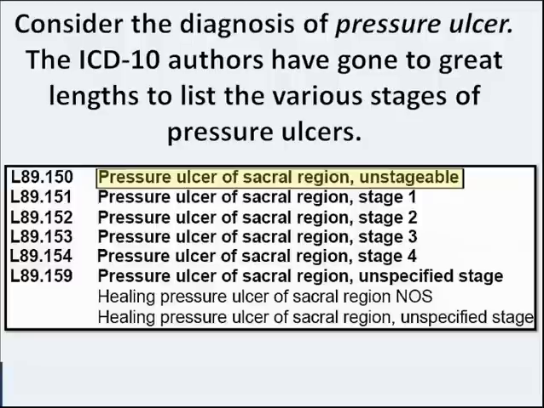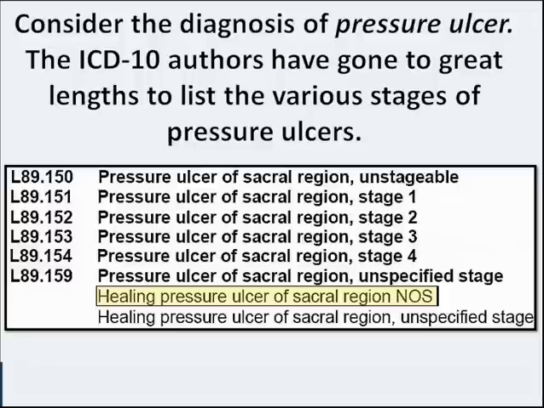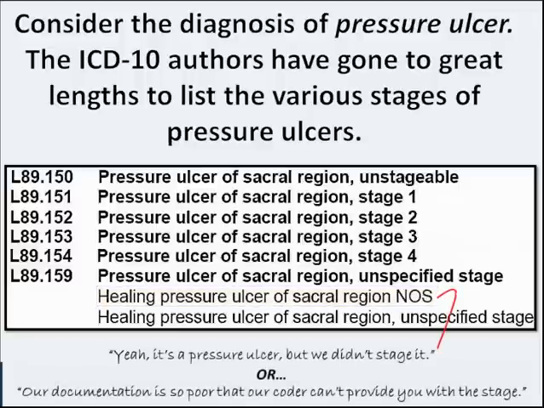But that's pretty rare, and we're otherwise given the option to classify the ulcer as stage 1, 2, 3, or 4. So with all of these options available, how happy do you think Medicare or even a private insurer will be if we choose this code here, which essentially means, yeah, it's a pressure ulcer, but we didn't stage it, or our documentation is so poor that our coder can't provide you with the stage. The truth is that sometimes we simply won't have a choice but to use one of these not otherwise specified codes. But just know that, when possible, we should try to avoid them when more specific codes are available.